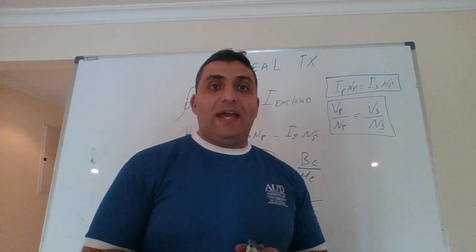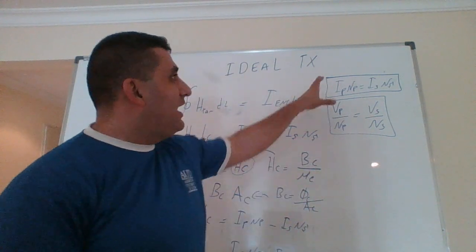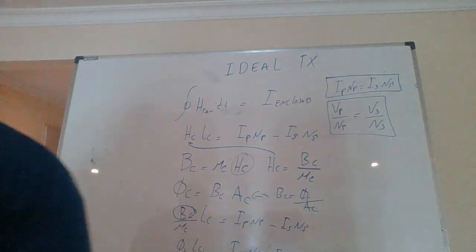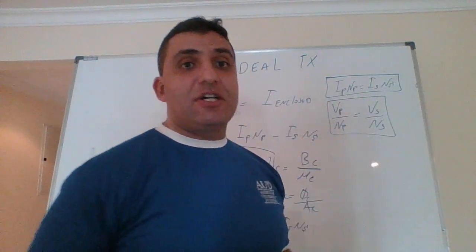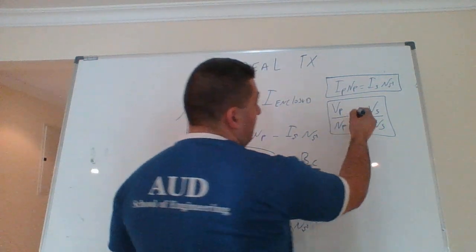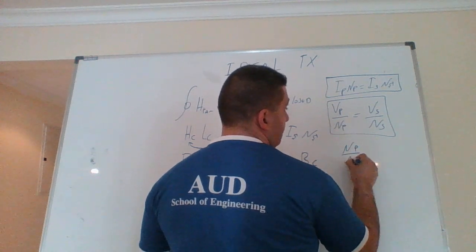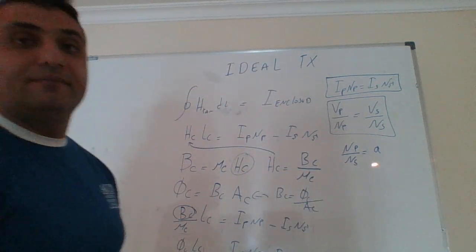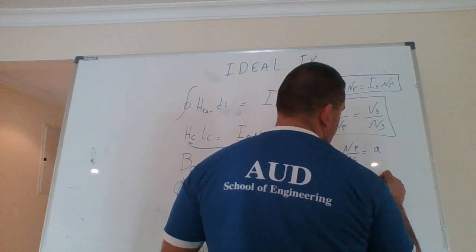Based on Faraday's law and Ampere's law, along with the magnetic circuit, I generate these two relationships between the primary voltage, the secondary voltage, primary current, and the secondary current in respect of the number of turns of a transformer. Now, one element, Np over Ns, is known as A, which is now V primary over V secondary is equal to A.